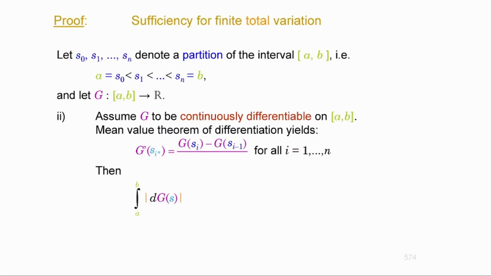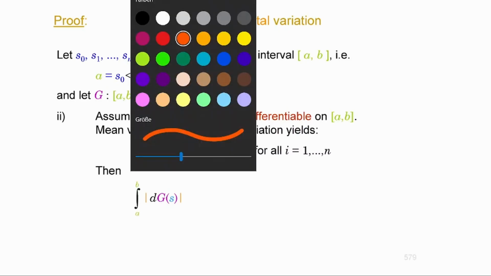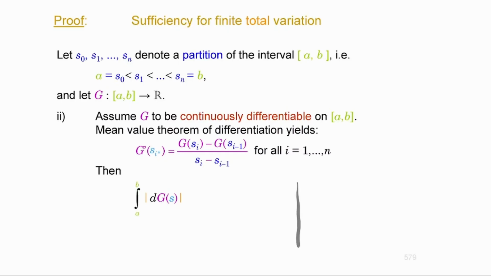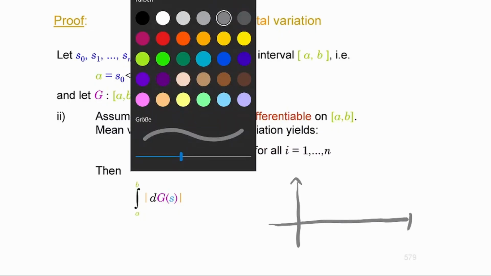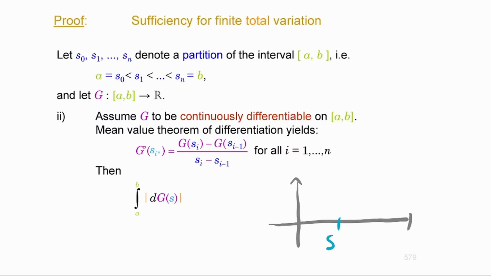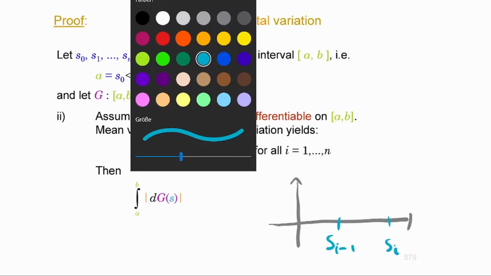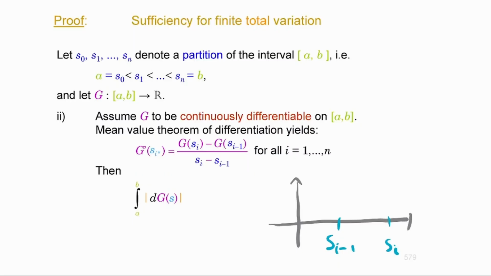Let me illustrate that. I'm not sure if you understand this statement, but I'm going to illustrate it so you understand it better. Let's say I'm going to look at the partition between, here you have Si minus 1 and Si. And the function, let's say, goes like this.